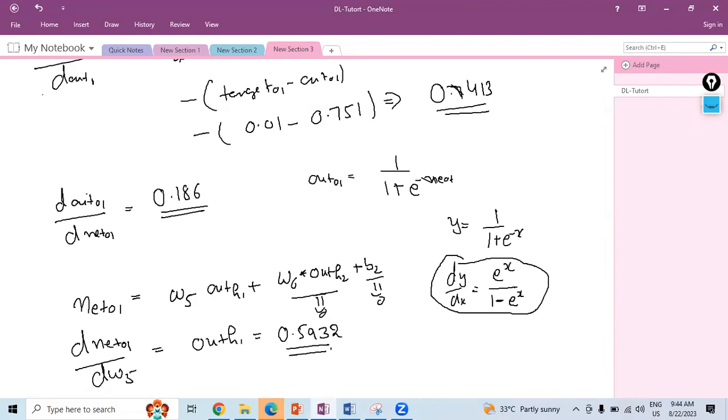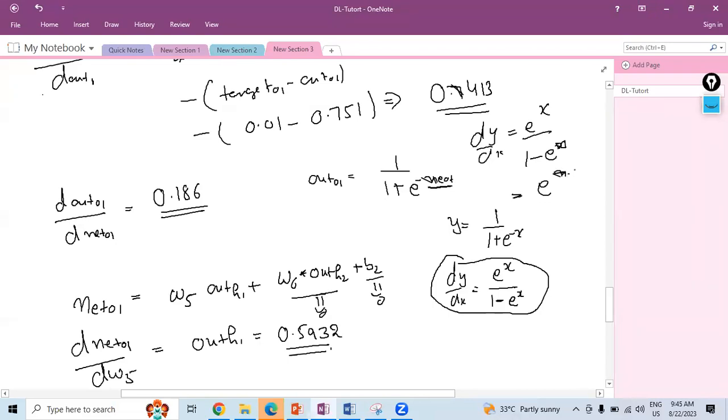Okay, did you get it? No sir, I didn't get it. Because the numerical value is 0.186, how did we get it? Do we have any value for e to the power of x? Definitely. The formula is 1 by 1 plus e to power minus net O1, where x is net O1. Yes sir, so dy by dx comes as e to power x divided by 1 plus e to power x whole squared, correct? Correct. If I put e to power net O1 divided by that, you will get this value. Okay sir, now I got it.